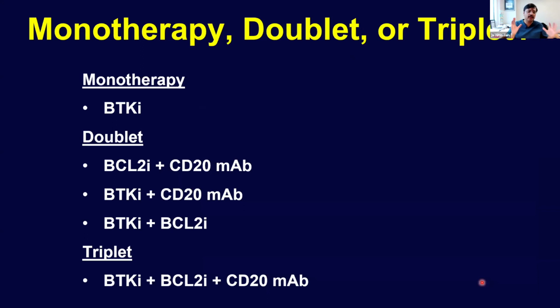So that was what is FDA approved. But obviously things are moving forward with other doublets and triplets. So we talked about monotherapy with a BTK inhibitor.